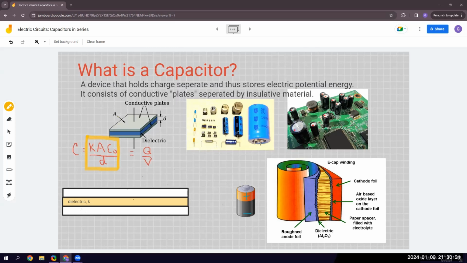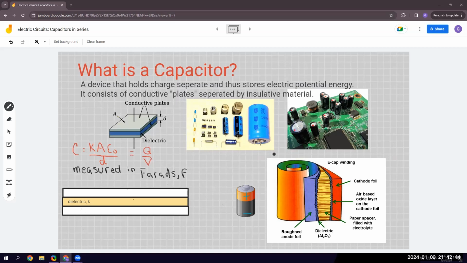Now, a capacitor has a relationship to both the charge on each plate and the voltage across the plates as well. And that's going to be this guy right here, right? The capacitance is equal to the charge on the plates divided by the voltage across the plates. And the unit of measure for capacitance is farads, F.